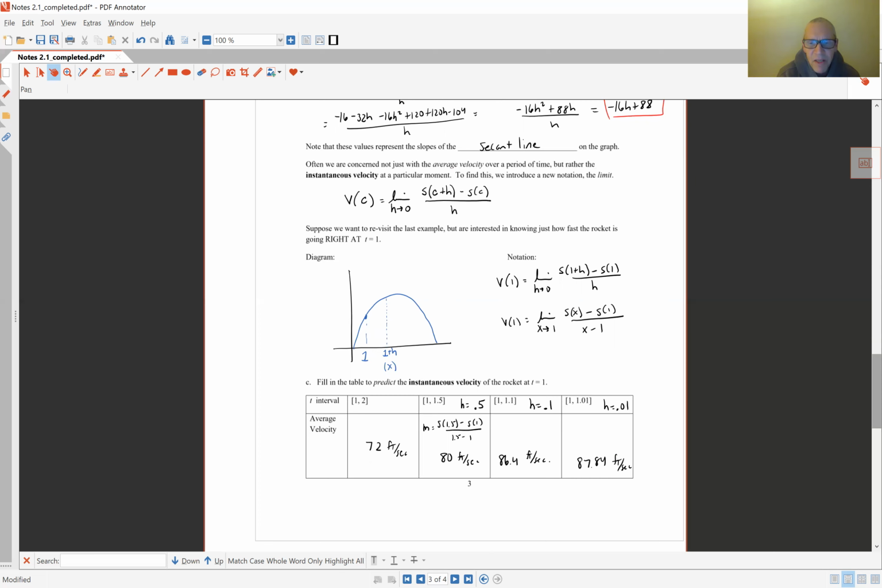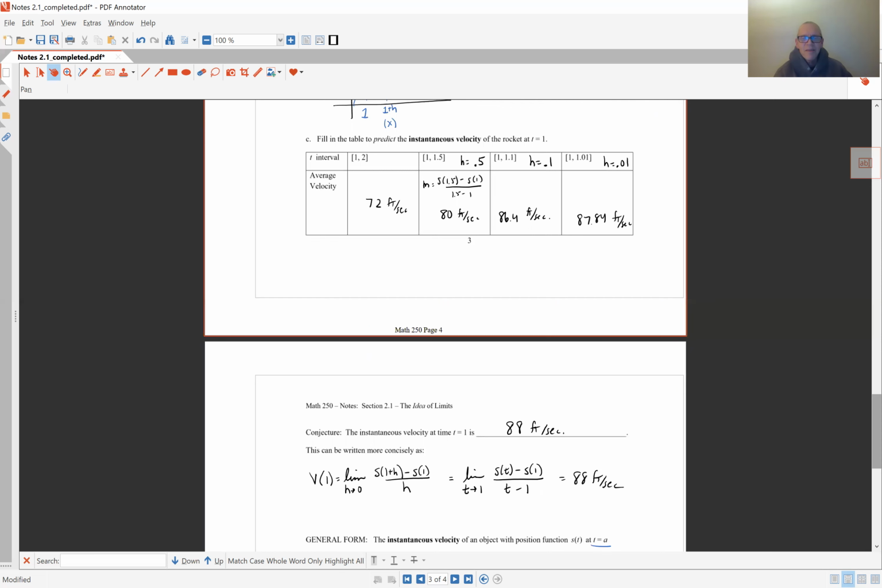Just from looking at it numerically, getting values closer and closer to 1, we saw the average velocity from 1 to 2 was 72 feet per second. The average velocity going from 1 to 1.5 is about 80 feet per second. If we go from 1 another 0.1 seconds, the average velocity is 86.4 feet per second. Now if we go from 1 and travel another 0.01 seconds, the average velocity is about 87.89 feet per second.